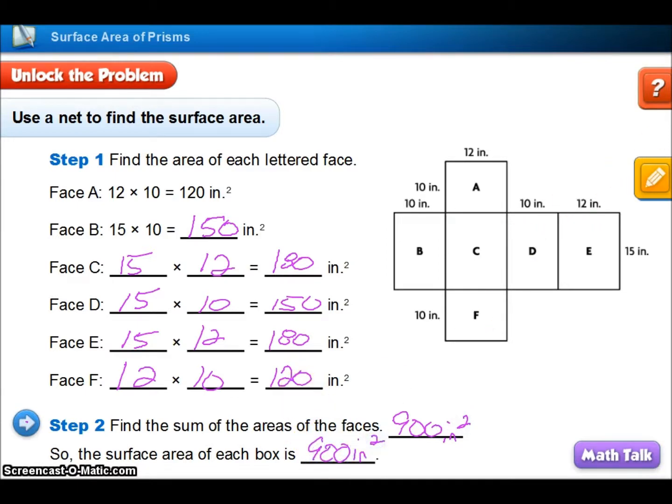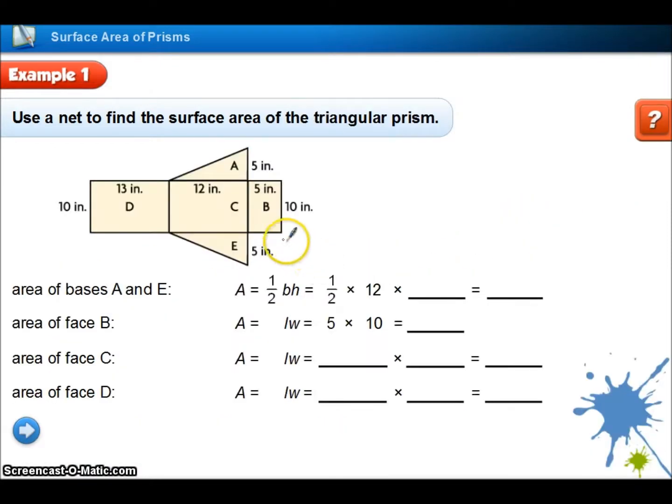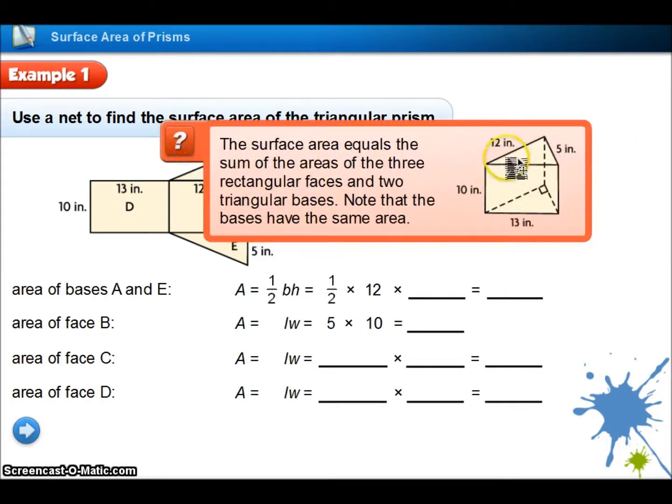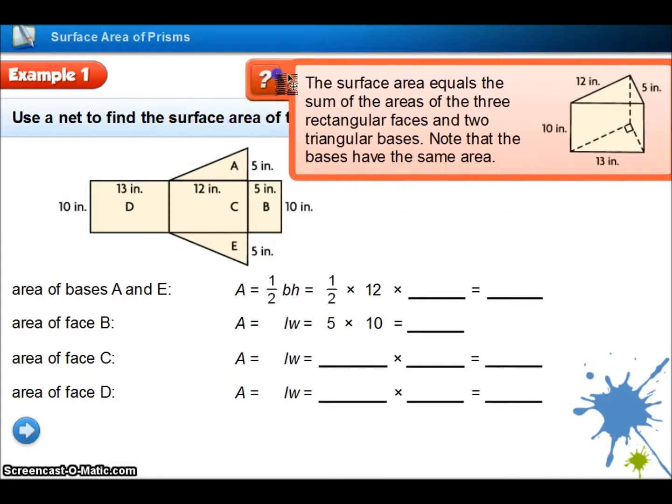Okay, moving on to this example. This is a triangular prism because the base is a triangle. Notice here's a triangle and here's a triangle. Those are the bases because those two are identical. Remember, prisms have two identical faces. So we're going to find the surface area of this one.